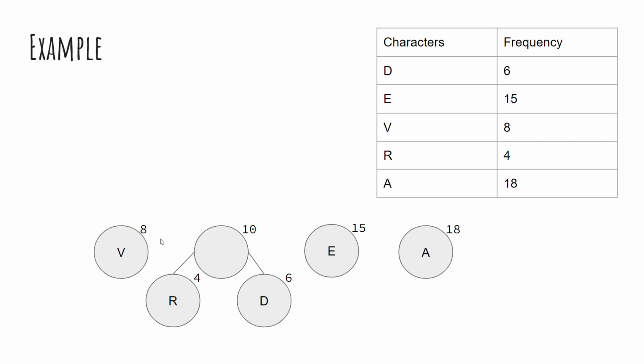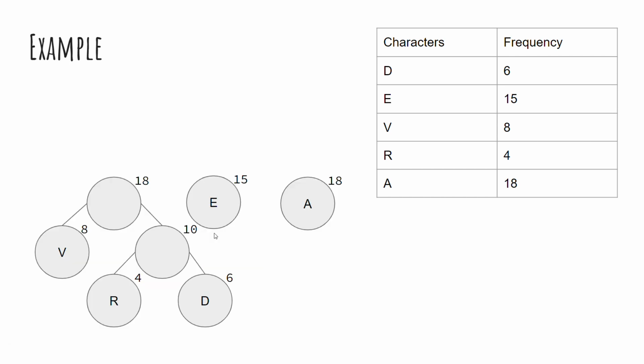And then we again do the same thing. We pick the two least occurring nodes, which in this case are 8 and 10, and now we'll make a node in between them. So we get a new node which has a frequency of 18, and the left child is 8 and the right child is 10.